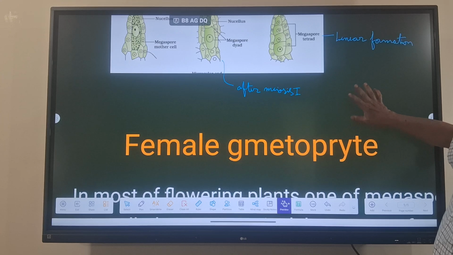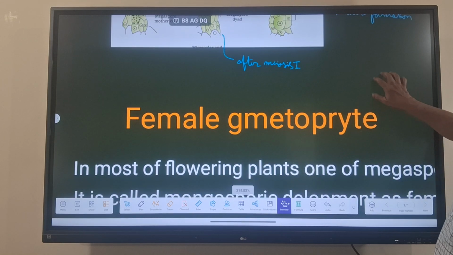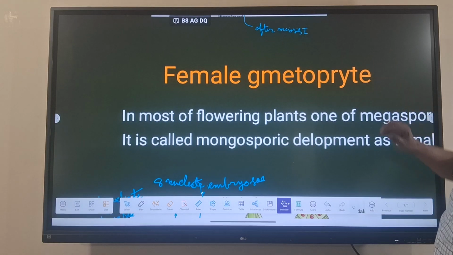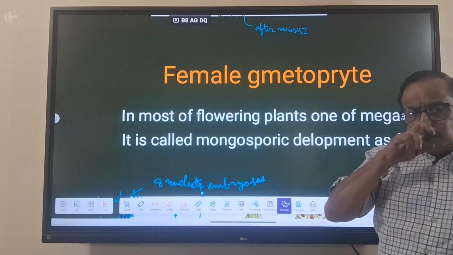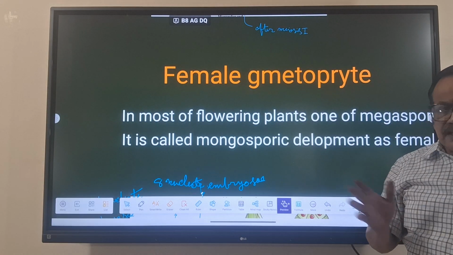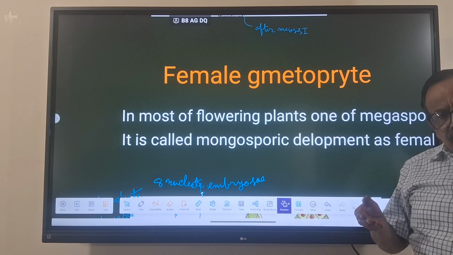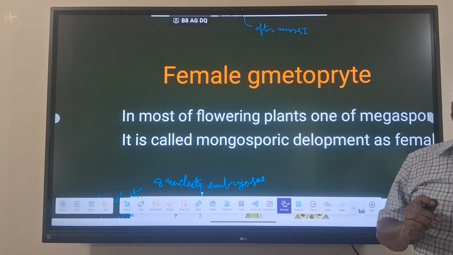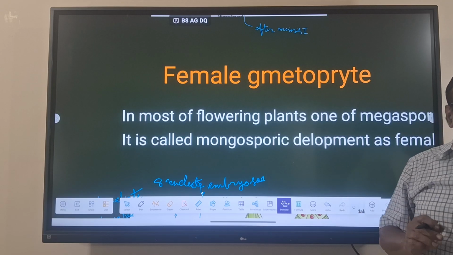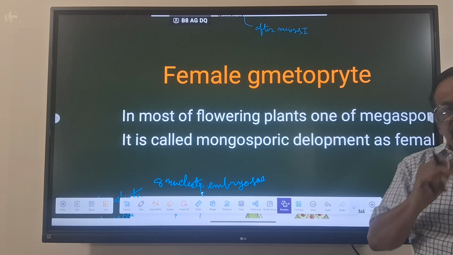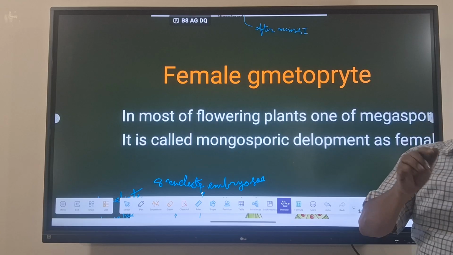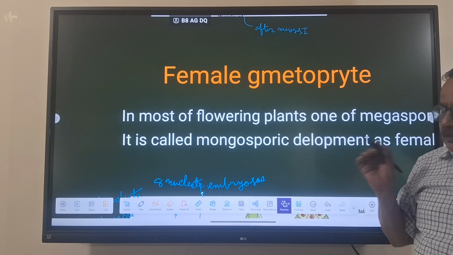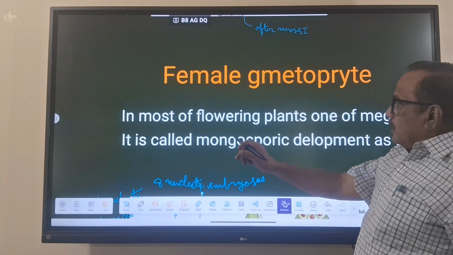the female gametophyte. Here, what I am telling needs orientation, and whenever I am comparing, you may get confused, but don't get confused. See once more, because it is most useful for NEET, and for whoever is appearing for the board exam, it is also important.